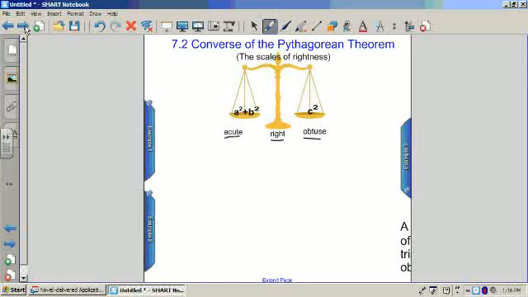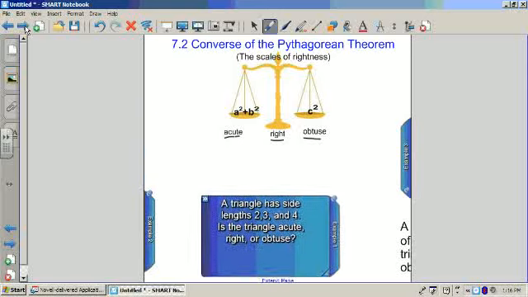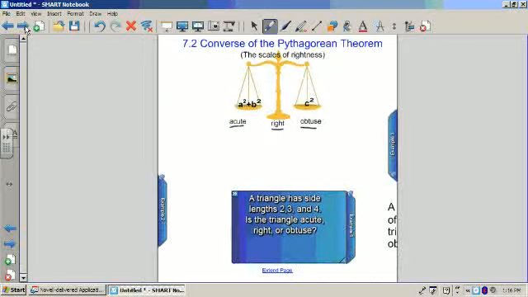Probably the easiest thing to do is just look at examples. So let's take a peek at example 1. Example 1 says a triangle has side lengths 2, 3, and 4. Is the triangle acute, right, or obtuse? Well, it's very important that c is our largest side. The largest side is 4, so I'm going to let c equal 4. a and b don't matter as much. a can be 2, and b is 3.